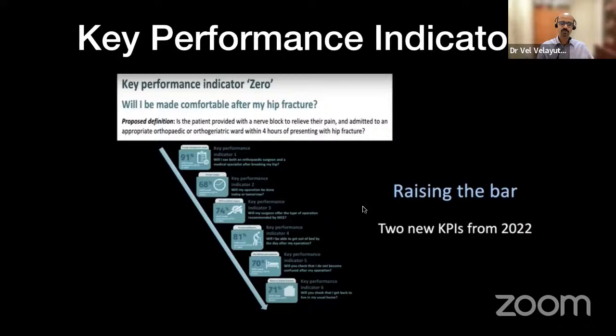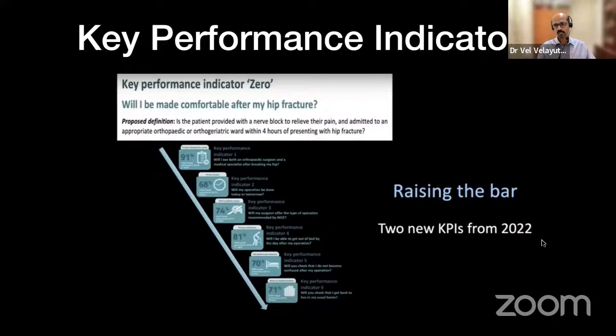So they said, well, at least we can give them pain relief. So then they added another key performance indicator of zero. So these are 1, 2, 3, but then they thought zero would be the starting point. And that zero was pain relief. And that's where our nerve blocks come in. So that started from 2022.